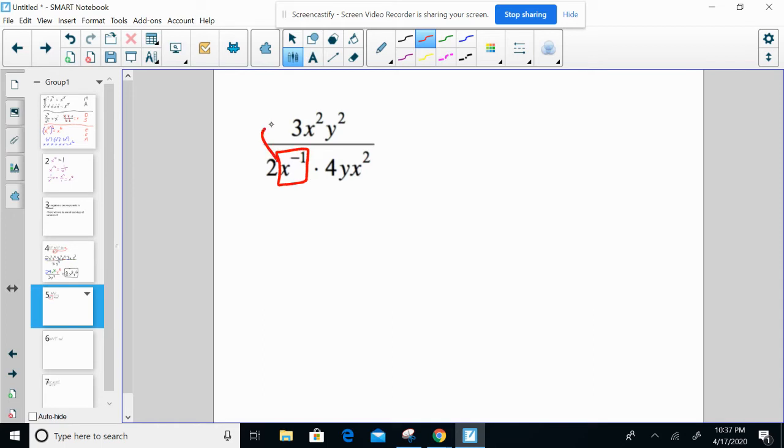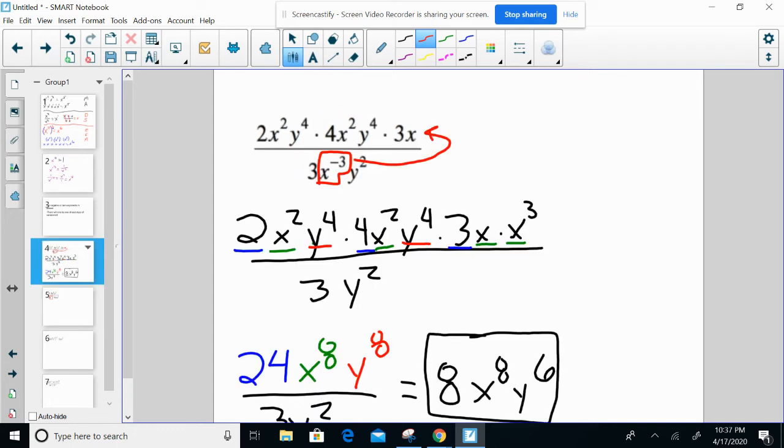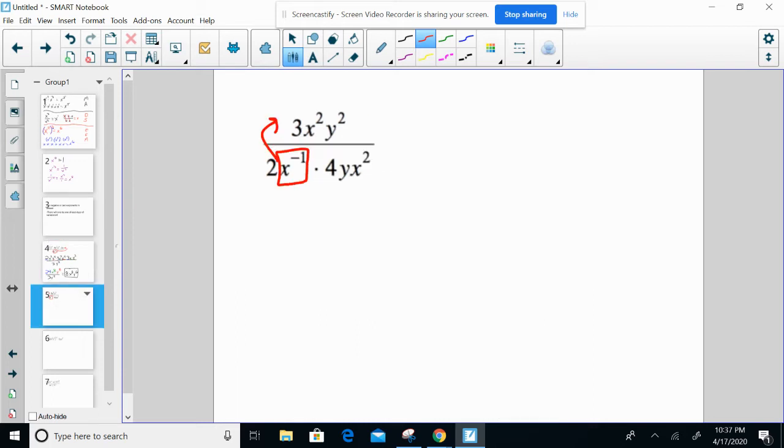All right, and while I'm thinking about it, sorry to switch gears here, but check it out. There's only one x and one y in our answer, so we did our job. There's no zero or negative exponents, and there's only one x, one y. Just as a heads up.